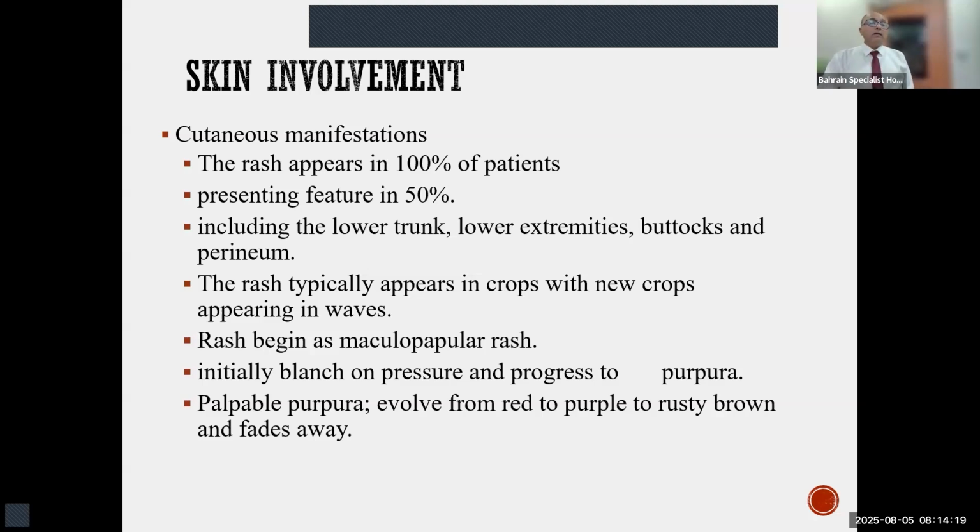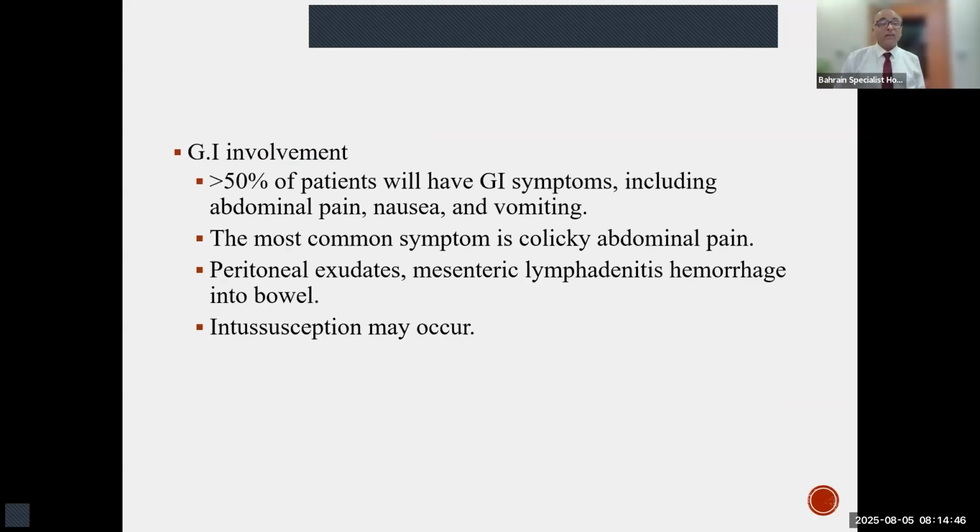Skin involvement is diagnostic in any HSP case. The rash appears in almost 100% of patients, and it includes the lower trunk, lower extremities, buttocks, and perineum. The rash typically appears in groups, with new groups appearing in waves. The rash begins as a maculopapular rash. Initially it will blanch on pressure and progress to purpura. Palpable purpura evolves from red to purple to rusty brown and fades away.